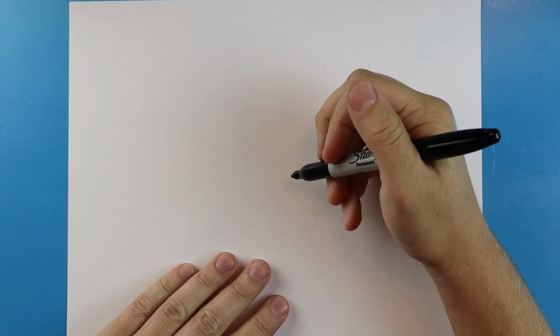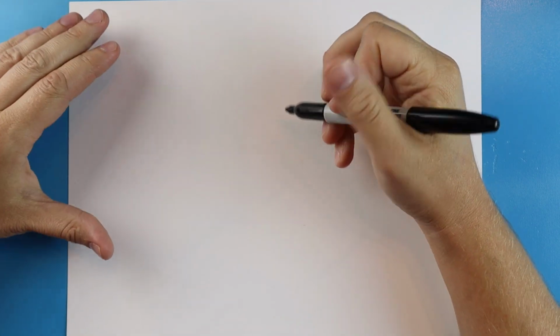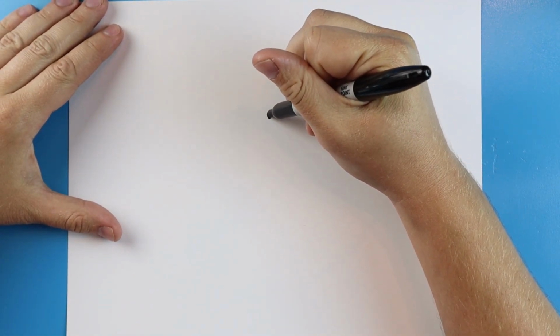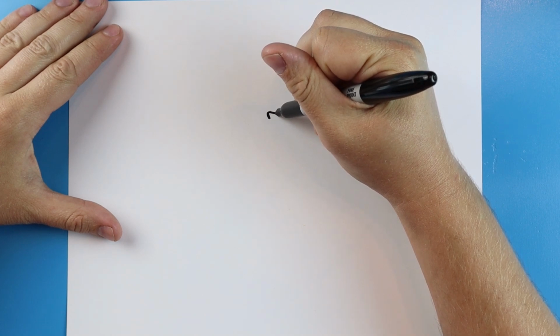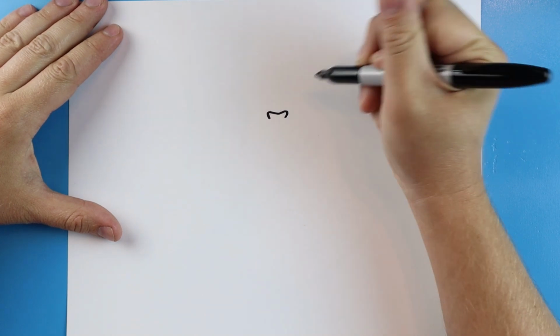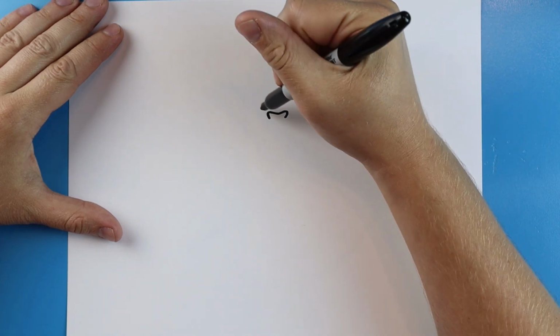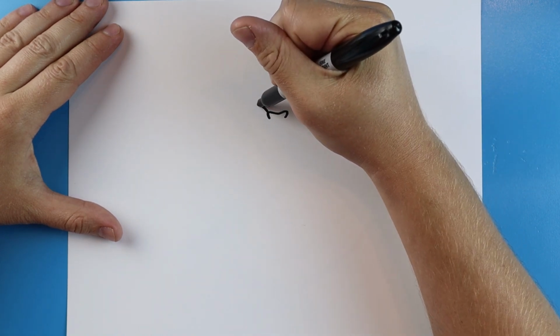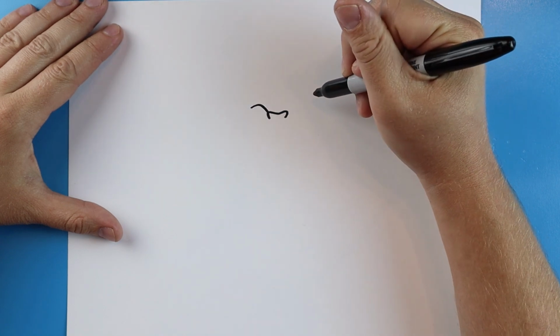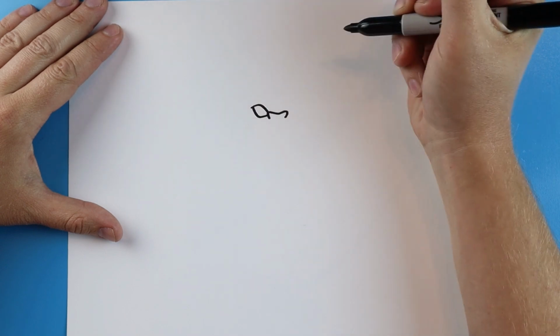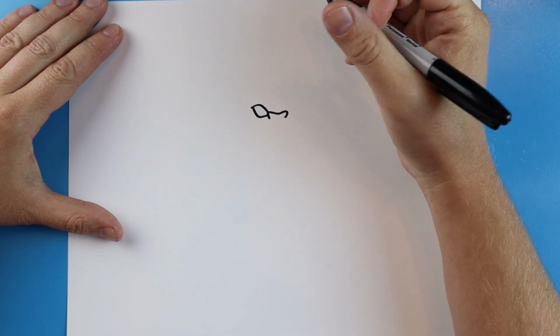Now to start off with our Kong Among Us mod, we're going to begin with the nose. I'm going to start right here and I'm going to make a little line. It's going to go up, it's going to come down, and then up and down again. Now, starting here, I'm going to draw a line that's going to go up and then down for the eye. Next, we're going to draw a line that's going to go down and then come over to finish off the eye.